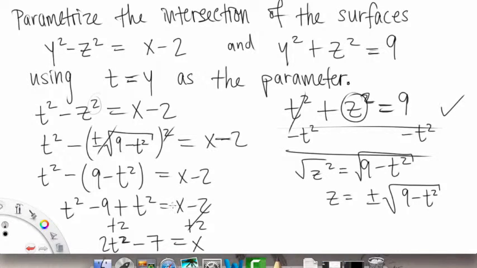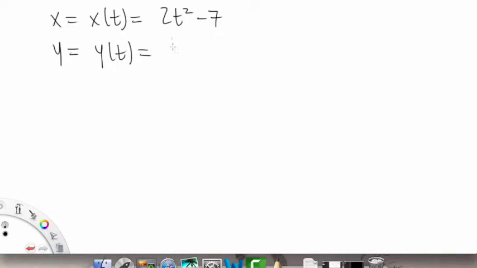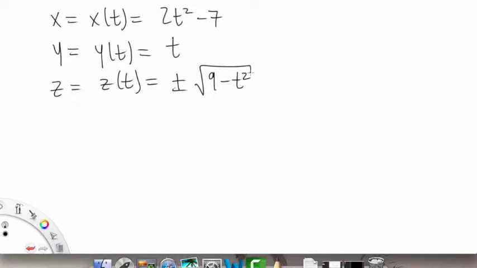Alright, so now we found x in terms of t, and I'll write down our conclusions on the next slide. We found our x, aka x of t, our parametric equation, to be 2t squared minus 7. Our y of t was given as t, right? That's what the question told us to do. And our z of t, we found to be plus or minus square root of 9 minus t squared. At this point, we can write them down as this.